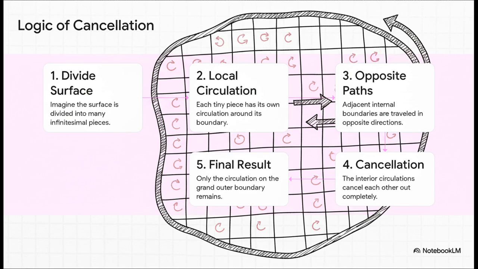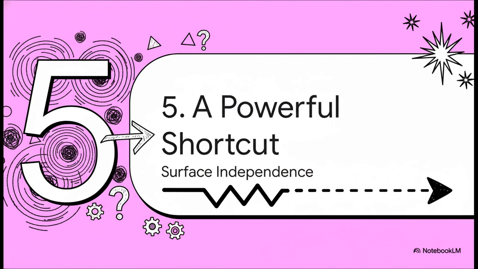But here's the magic trick. Wherever two squares touch, they share a wall. And the circulation on that shared wall is going in opposite directions for each square. So they perfectly cancel each other out. Every single internal wall just vanishes from the calculation. And what's the only thing left that doesn't get canceled? You got it, the grand outer boundary. It's brilliant. Now, because of this deep connection, we get an incredibly powerful and practical consequence.